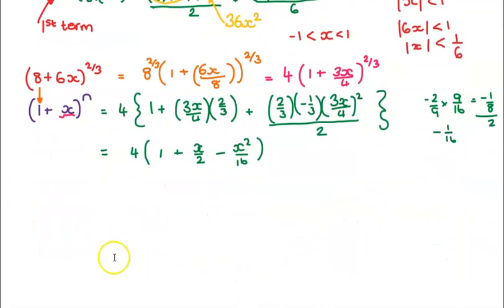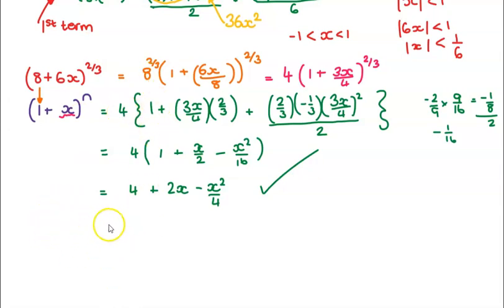Which we know, because we're all clever sausages, then expands to, so we're going to multiply through by 4. 4 times x over 2 gives you 2x. 4 times minus x squared over 16 gives you minus x squared over 4. Oh, all good. Right, this is actually an exam question, by the way.